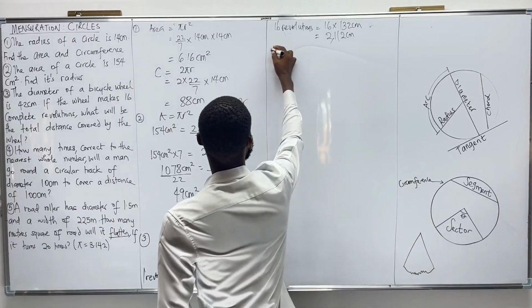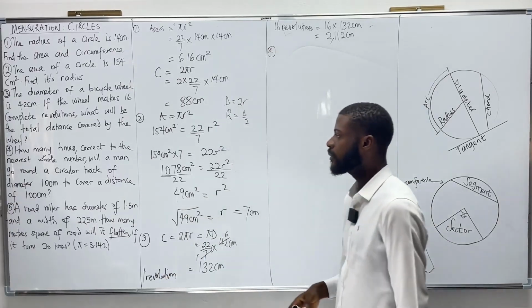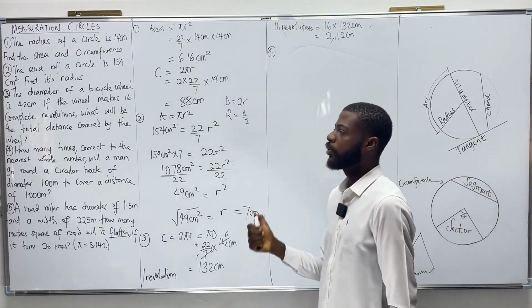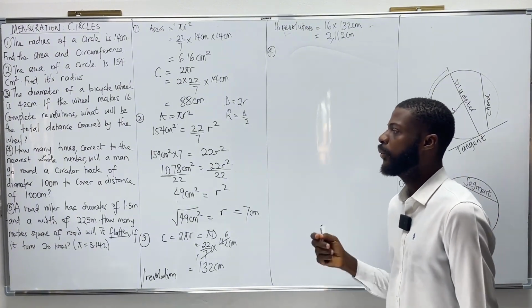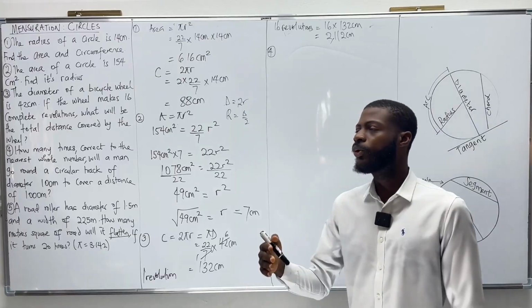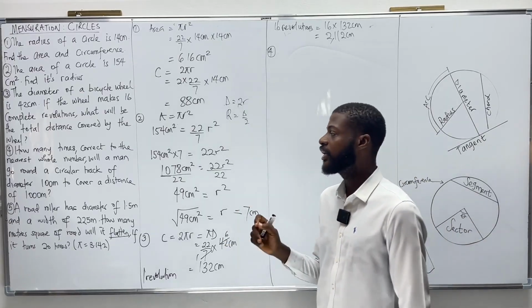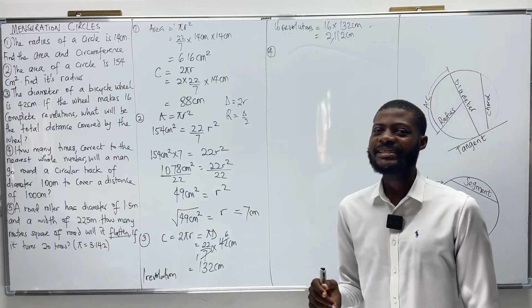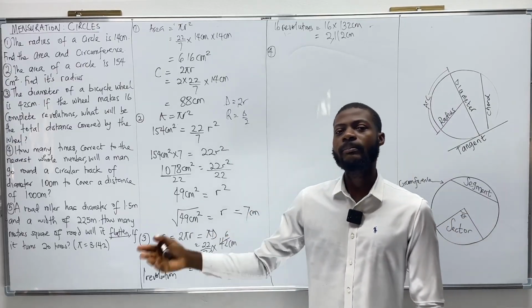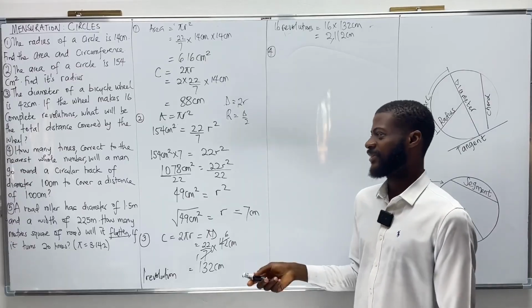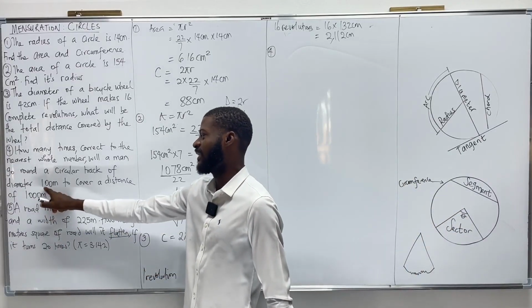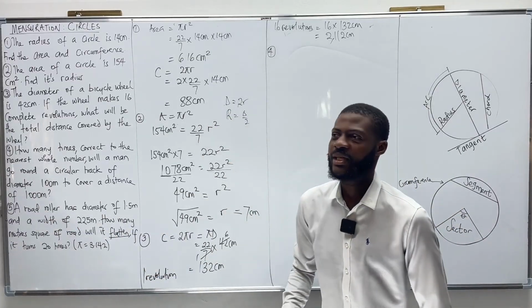Question number 4. How many times, correct to the nearest whole number, will a man go around a circular track of diameter 100 meters to cover a distance of 1,000 meters? Most of us looking at this, we just do 1,000 over this, so that's 10. No, you don't do that.